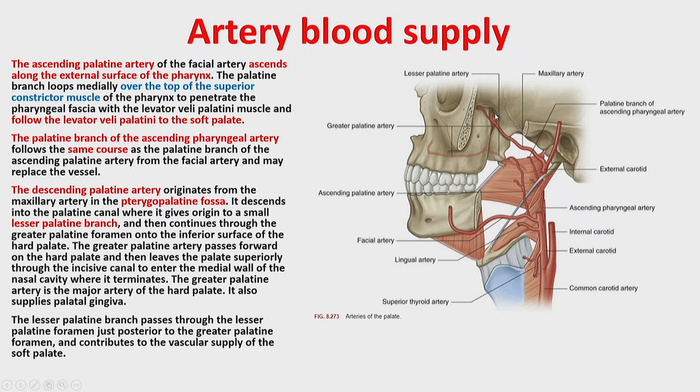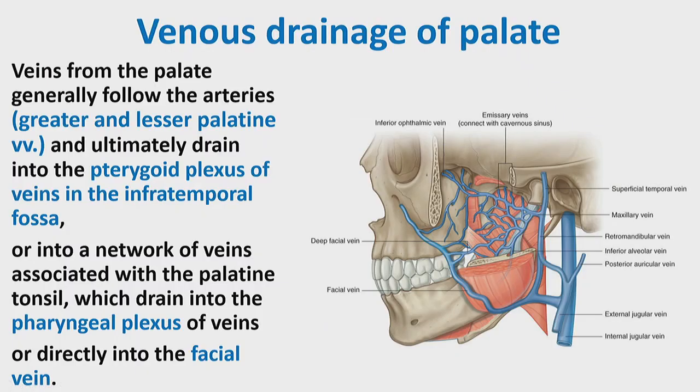And finally, the descending palatine artery. In some literature, instead of descending palatine artery, they write it directly as the greater palatine artery. It passes through the greater palatine canal, or pterygopalatine canal, in the pterygopalatine fossa, goes down, and in this area is divided into the greater palatine for the hard palate and the lesser palatine for the soft palate. So these are the three main arteries for blood supply of the soft palate.